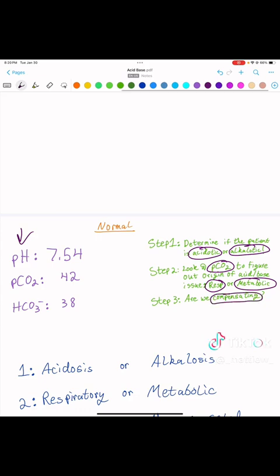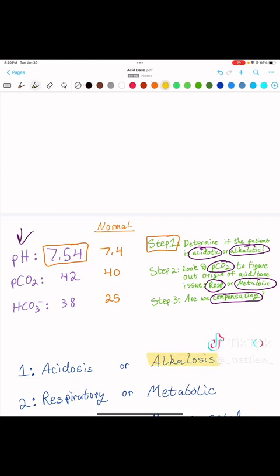So, what were those normal values we talked about before? So normal pH is around 7.4, PCO2 should be 40, and bicarb should be 25. So, step one, determine if it's acidotic or alkalotic. So looking at this value here, is it less than 7.4 or greater than? Greater than, of course. So therefore, we know that our patient is alkalotic or has alkalosis.